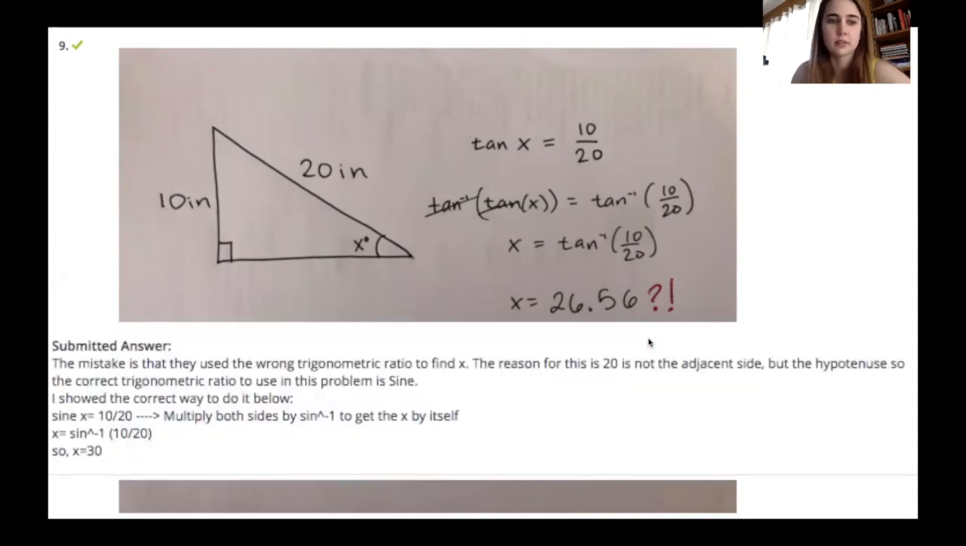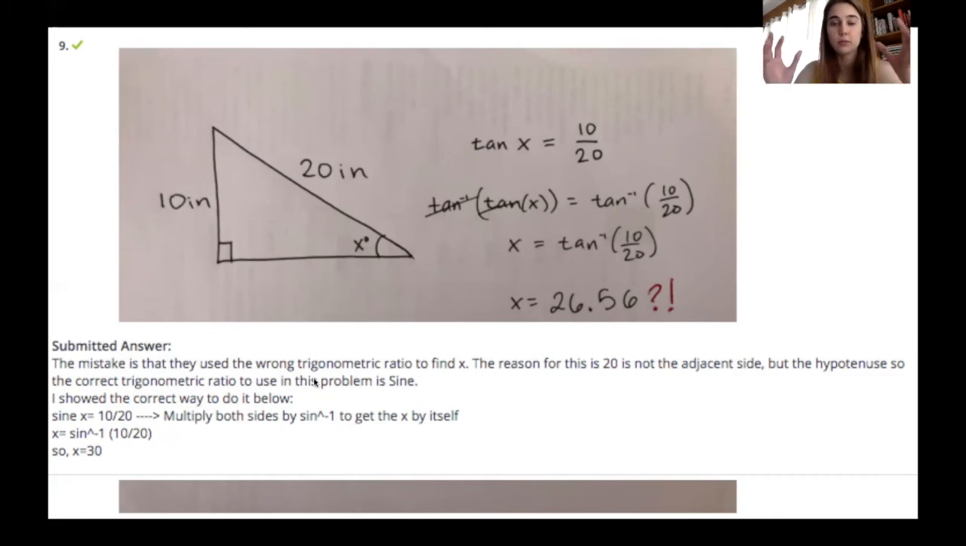student submitted as their answer. So she's noticing that the mistake is that they used the wrong trigonometric ratio to find x. The reason is that 20 is not the adjacent side, so she's looking here and recognizing opposite, adjacent, and hypotenuse, and it's the hypotenuse. So the correct trigonometric ratio to use in this problem is sine.